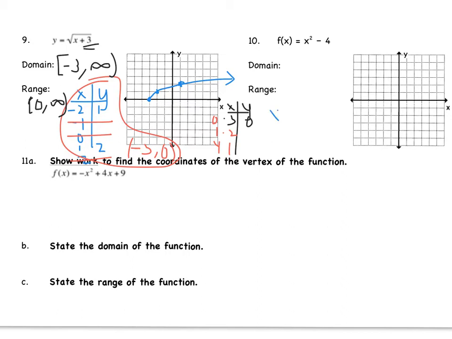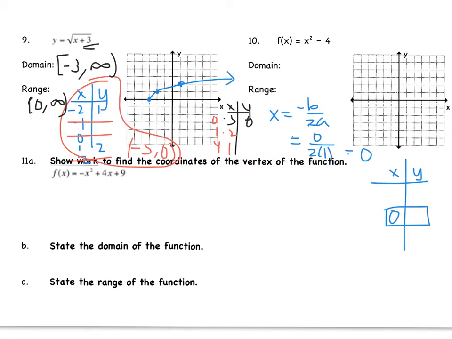The way to find the vertex is the negative b over 2a. What is our b in this case? 0. B is what's in front of the x, but we don't have an x that's alone. And then we get 2 times 1, so we get 0. I'm actually going to make my table over here. Do you remember putting the vertex in the middle of the table?